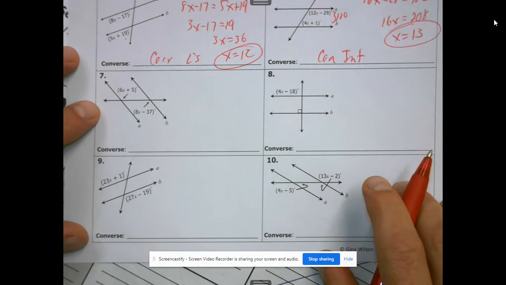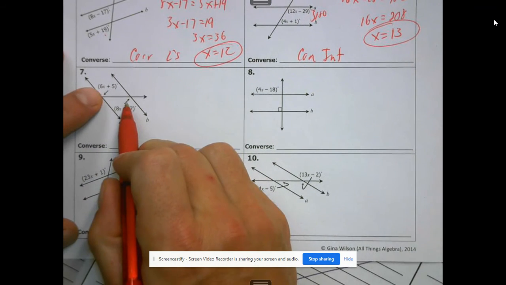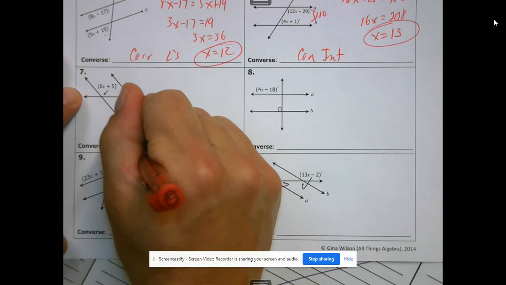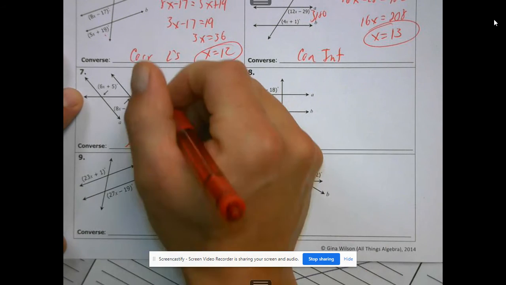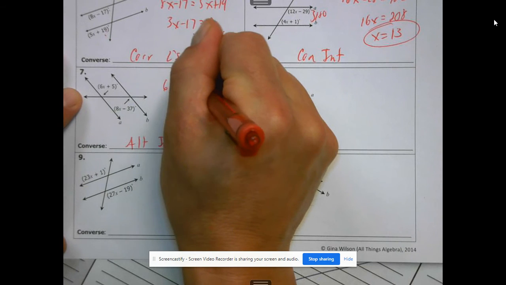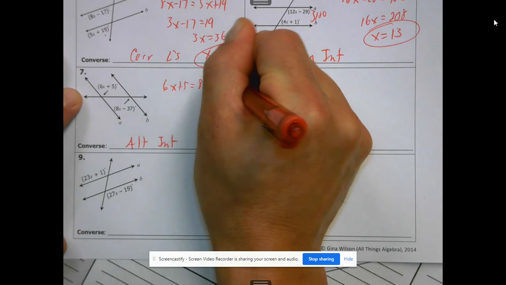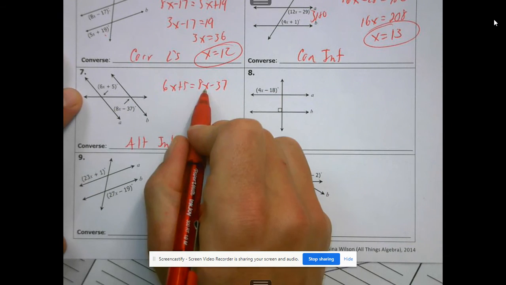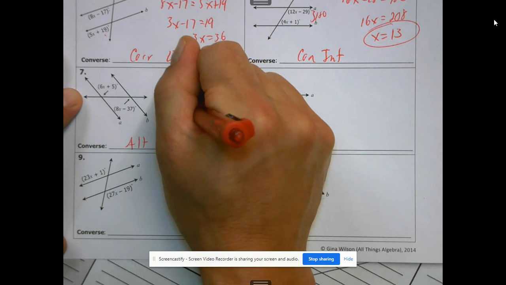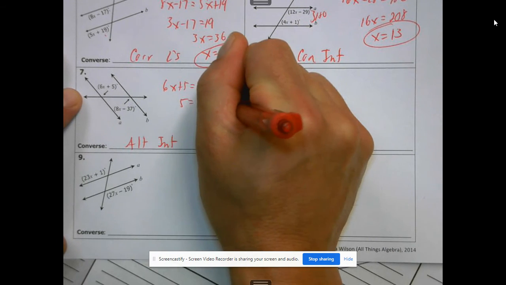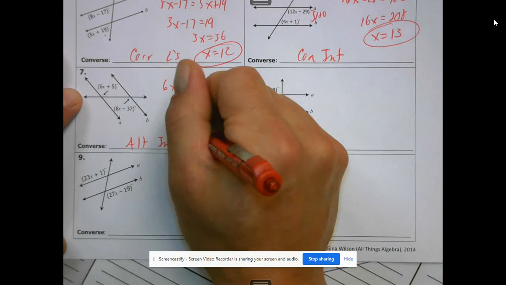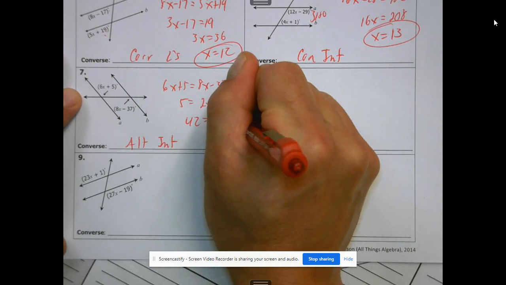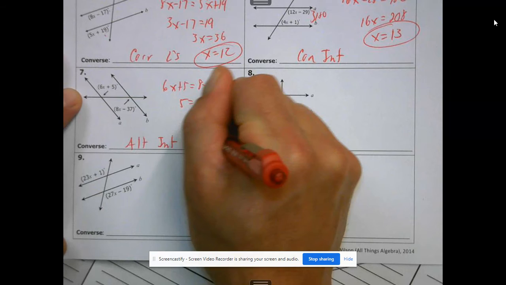Number 7. Inside, opposite sides, alternate interiors. Those are congruent, set them equal. I'm going to subtract the 6x over first. 5 is 2x minus 37. Add the 37 over, gives me 42. And 2 goes in there 21 times.